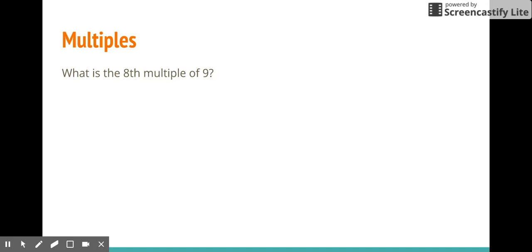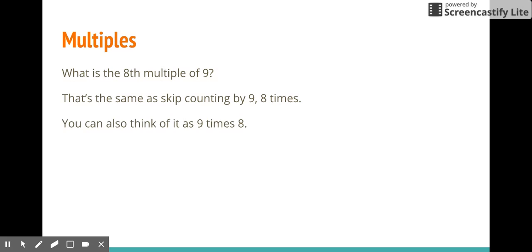What's the 8th multiple of 9? Well, I can work on condensing my thinking a little bit, and I could think of that as being the same as skip counting by 9 8 times. I could also use what I know about multiplication. If I'm skip counting by 9 8 times, I'm saying 9 times 1, 9 times 2, 9 times 3, and so on until I get to 9 times 8. So I could shorten that just a little bit by thinking of what is 9 times 8. That must mean that the 8th multiple of 9 is 72, because 9 times 8 is 72.